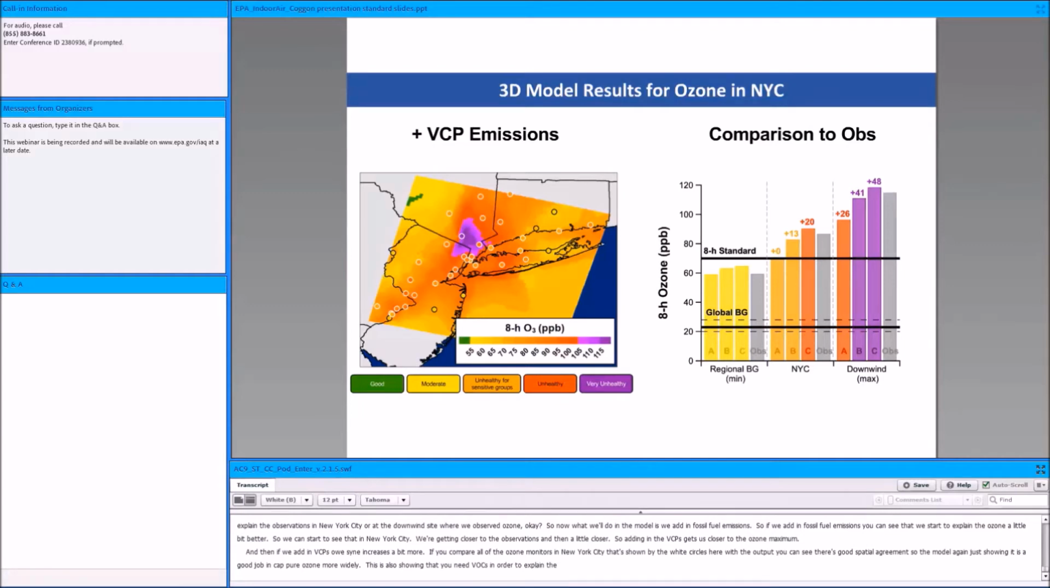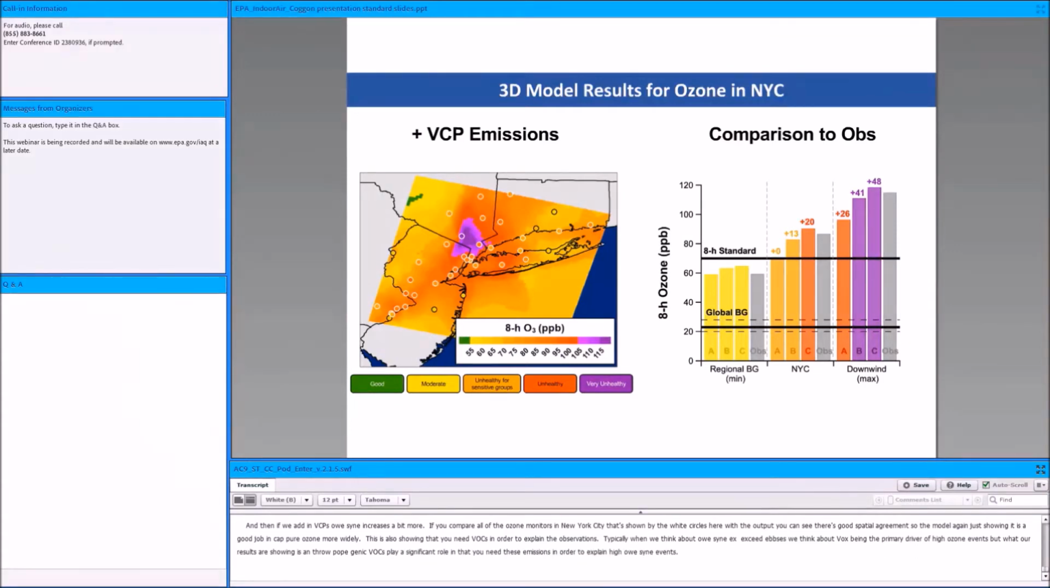Now, typically when we think about ozone exceedances, we often think about NOx being the primary driver of high ozone events. But what our results are showing is that anthropogenic VOCs also play a significant role, and that you need these emissions in order to explain high ozone events. Now, using the box model, we can start to try to understand how much of this ozone comes from VCPs.